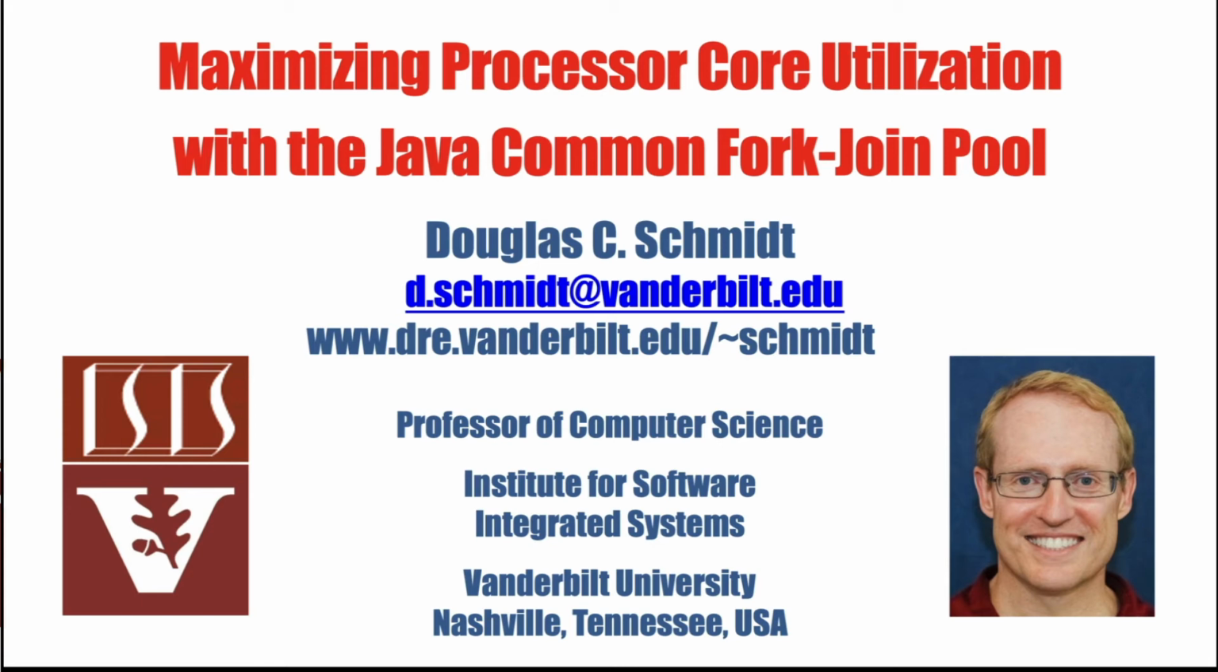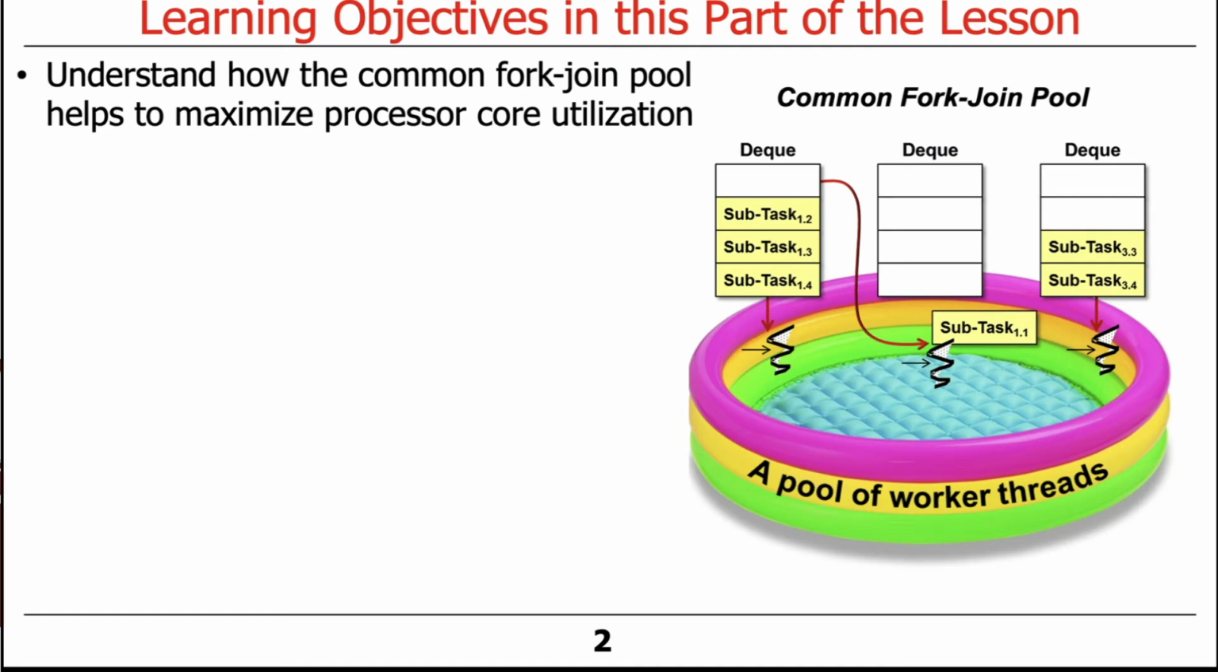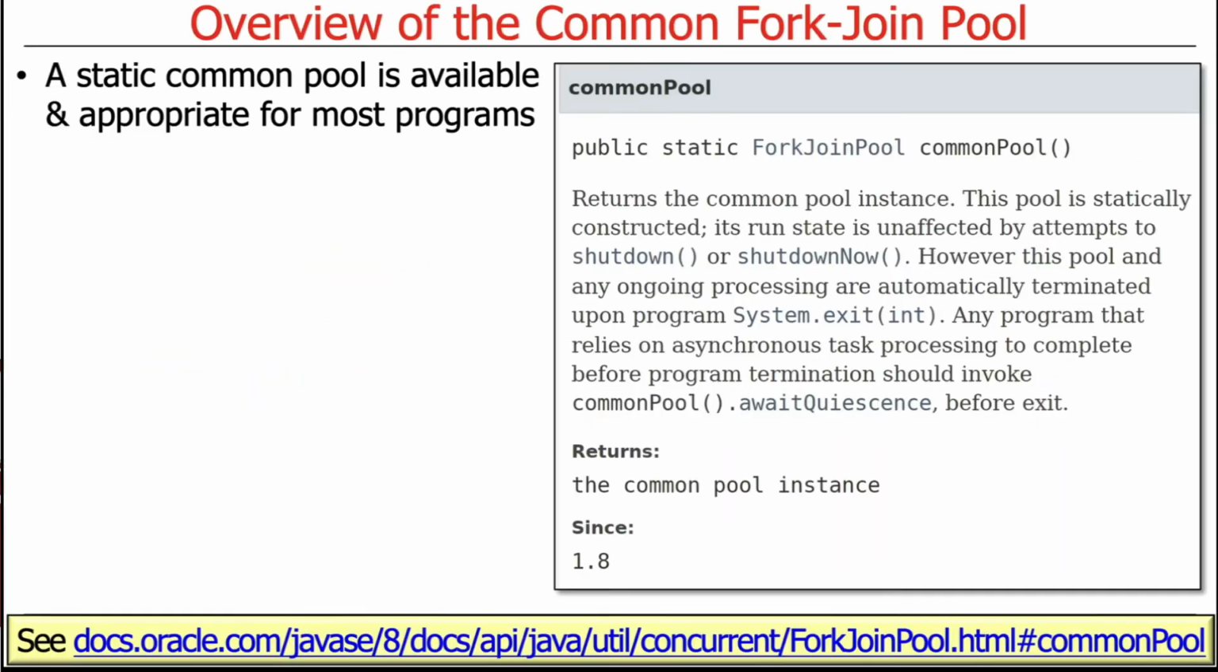So we're going to continue with our discussion of Java fork join pool, focusing now on something called the common fork join pool. And we're going to begin our discussion with motivating why there is a common fork join pool and what benefits it provides. And the main thing it provides is it is designed to help maximize processor core utilization, to try to get the processor cores used as effectively as possible.